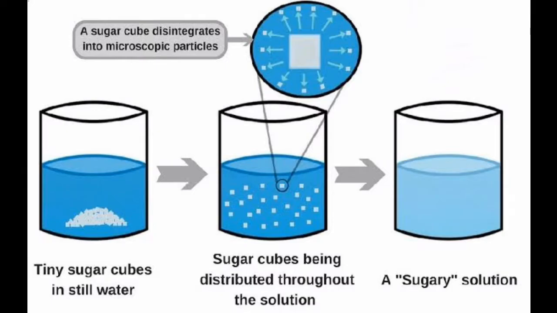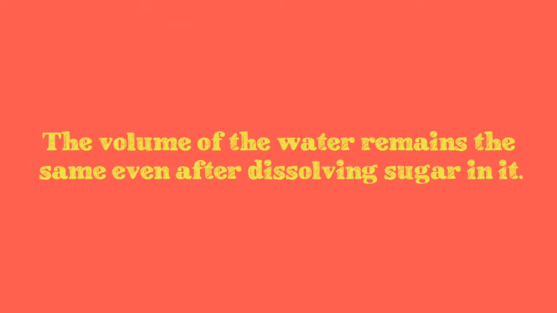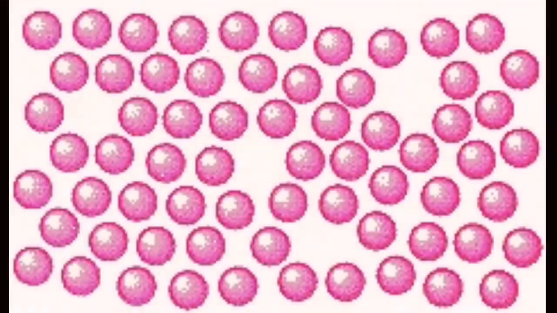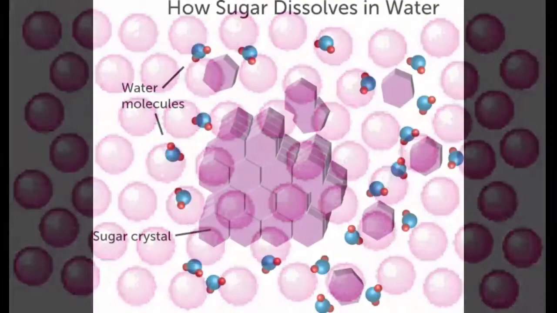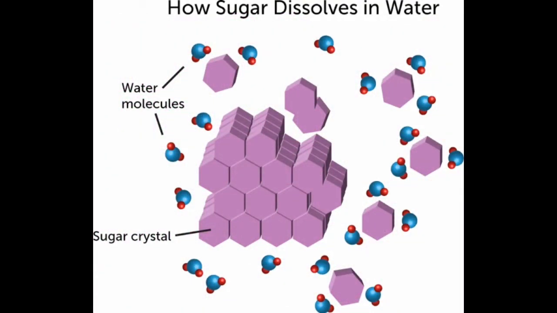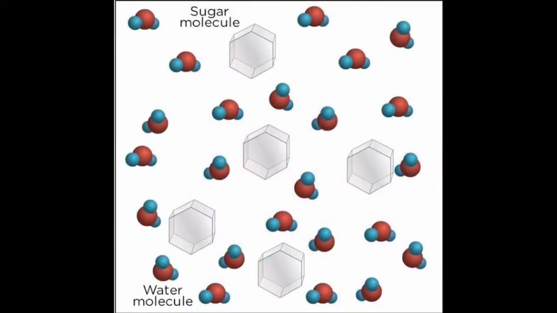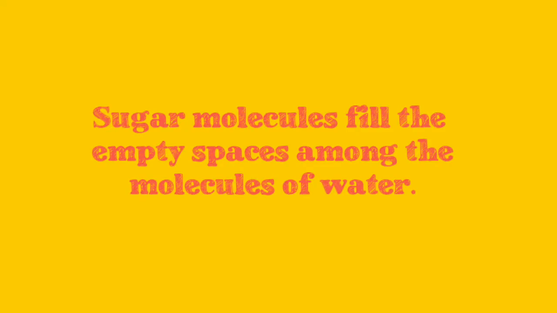It remains the same. This shows that the volume of the water remains the same even after dissolving sugar in it. It indicates that the molecules in a liquid are not very closely packed. There are empty spaces among the liquid molecules. When sugar is dissolved in water, sugar molecules fill the empty spaces among the molecules of water. So, the water level in the glass remains the same.